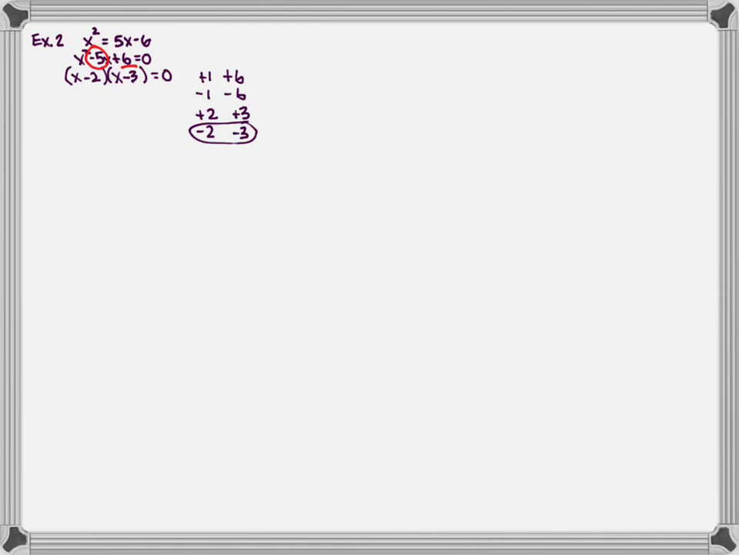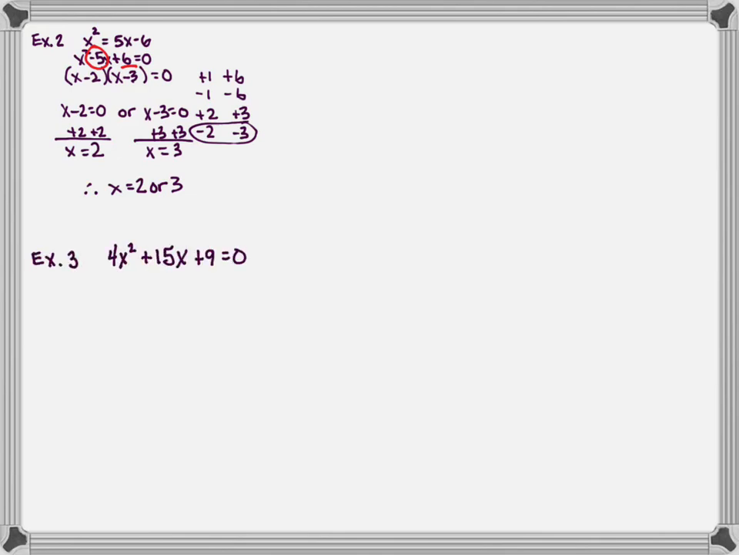And now we'll use the zero product property. So x minus 2 equals 0, or x minus 3 equals 0. Solve both of these, so we'll add 2 to both sides for the first equation and get x equals 2. In the second equation, we'll add 3 to both sides and end up with x equals 3. So our solutions for this second example are x equals 2 or 3.